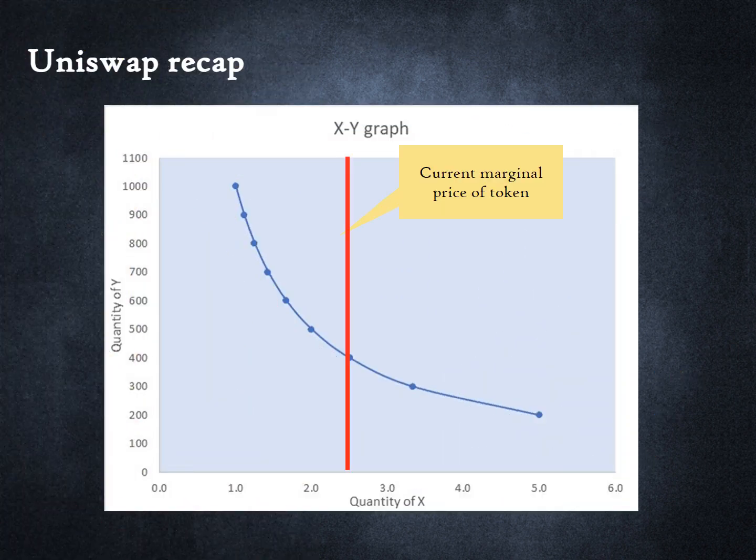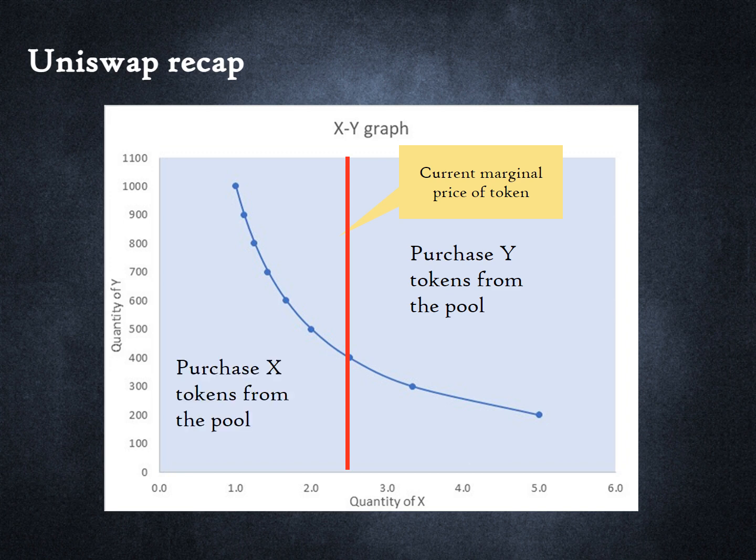The red line represents the price of the marginal token in the Uniswap liquidity pool. To the right of this line, one can purchase tokens of type Y from the pool. Traders will do so if the price of token Y is cheaper in the liquidity pool as compared to trading venues outside Uniswap. To the left of this line, one can purchase tokens of type X from the pool. Traders will do so if the price of token X is cheaper in the liquidity pool as compared to trading venues outside Uniswap.